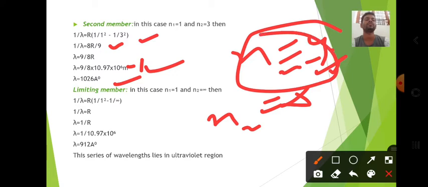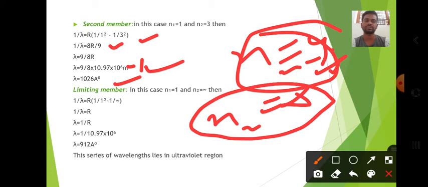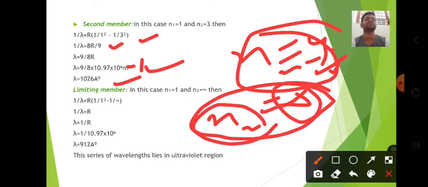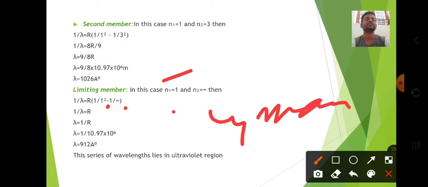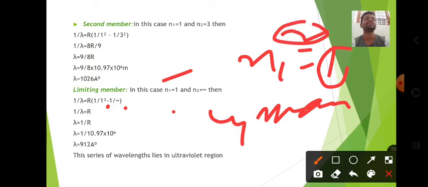So there is no need to calculate for n equals 4, n equals 5. We cannot calculate all the values. So we calculate the first and second, and then for the third, we substitute the n2 value directly as infinity, and then we can calculate. Now see here, in the place of n2 we put infinity, and in the place of n1 always 1 only, for the Lyman series. So 1 indicates the Lyman series, 2 indicates the Balmer series, like this, for n1 only.